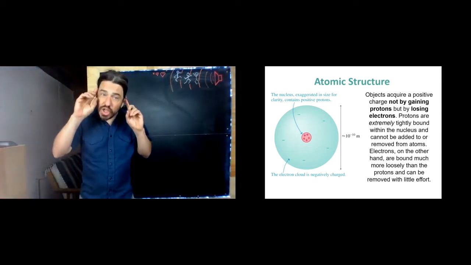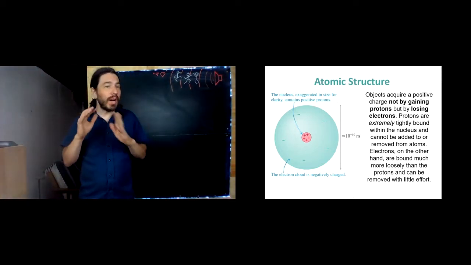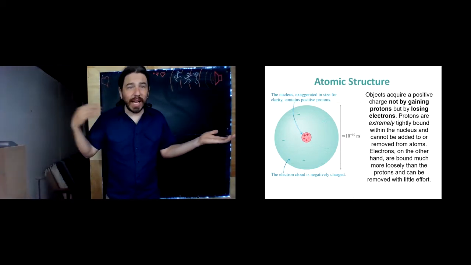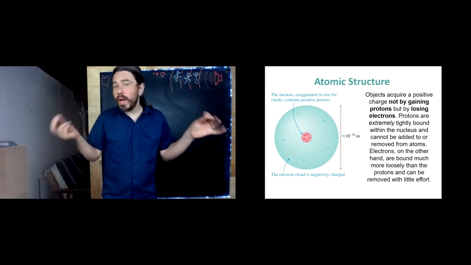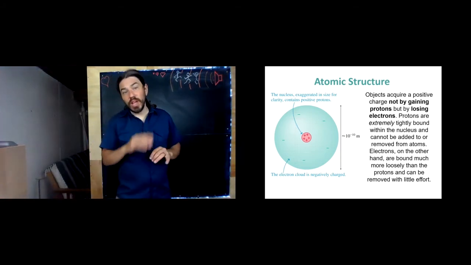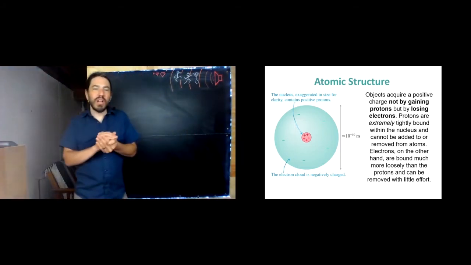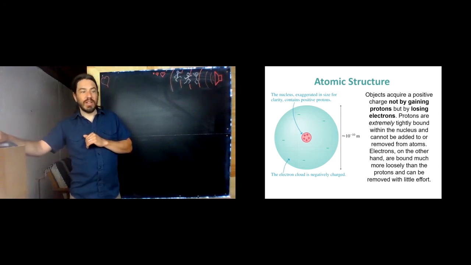Okay, so in general, objects acquire a positive charge by losing electrons. They acquire a negative charge by gaining electrons. So one way or another, it's the electrons that move. And why? Again, it's because the electrons are on the outside of the atom. They are not tightly bound within that nucleus.